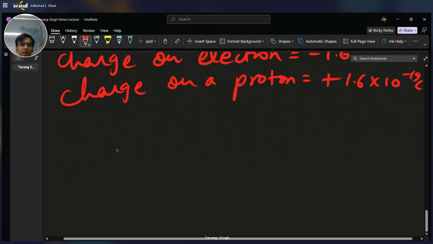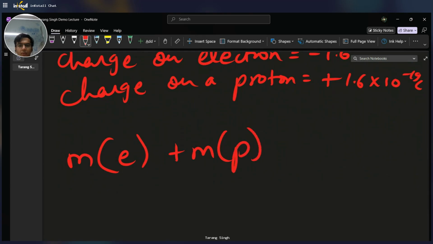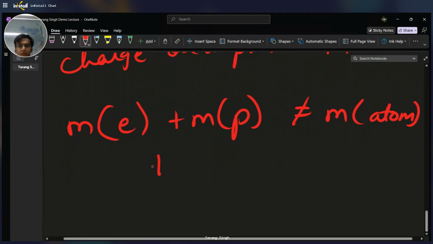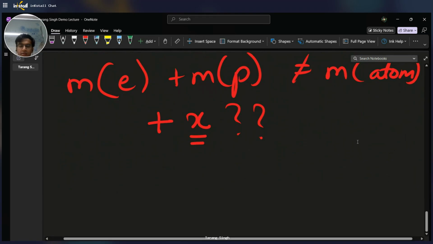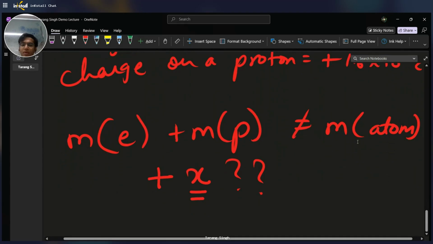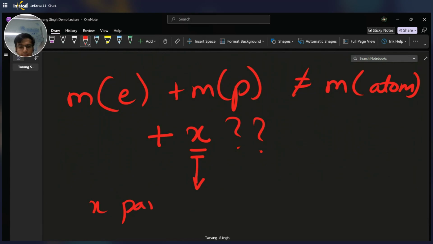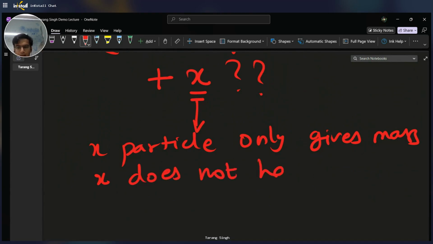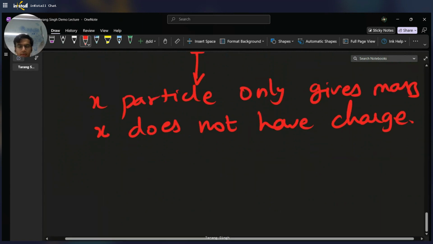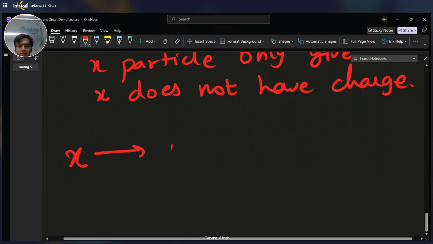But the next thing was that mass did not add up. The mass of an electron and the mass of a proton were not equal to the mass of the atom. So they understood that there was something more, this X factor, which gave excessive mass to the atom. And this excessive mass, what was it? They coined this thing as a neutron. What does a neutron have? A neutron only has mass. It does not carry charge, because if it did, the atom would not be neutral anymore. So this X particle only gives mass. X does not have charge. The X particle was coined as a neutron.